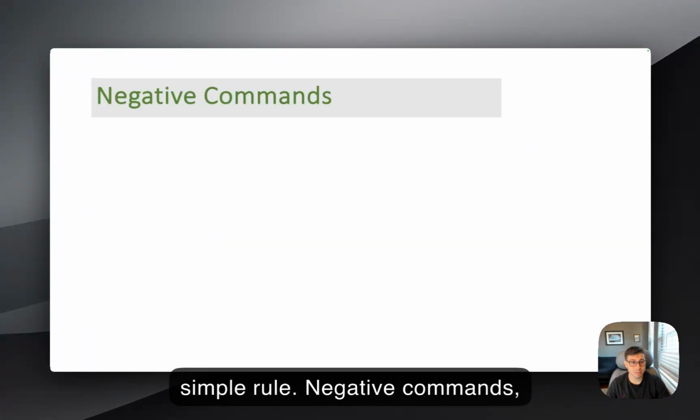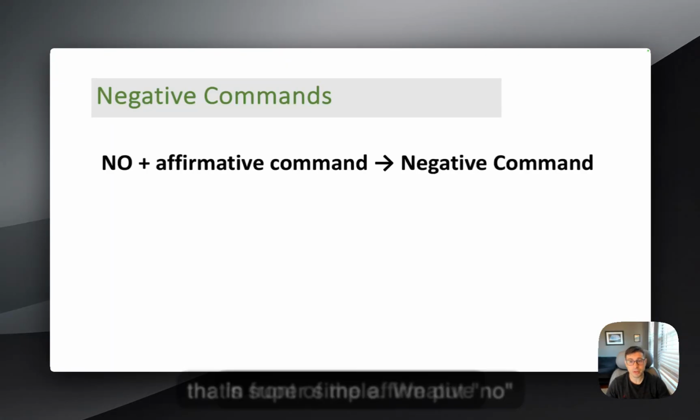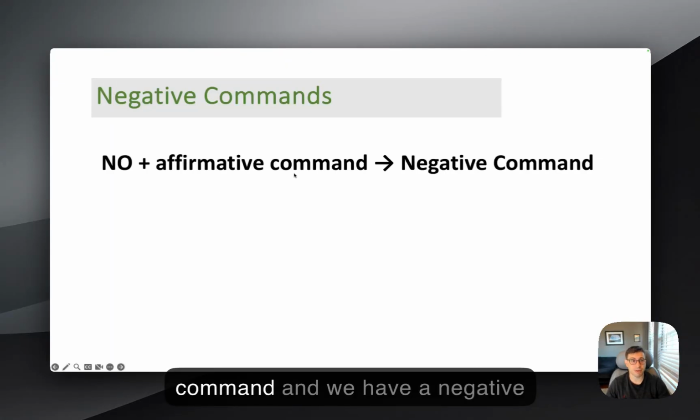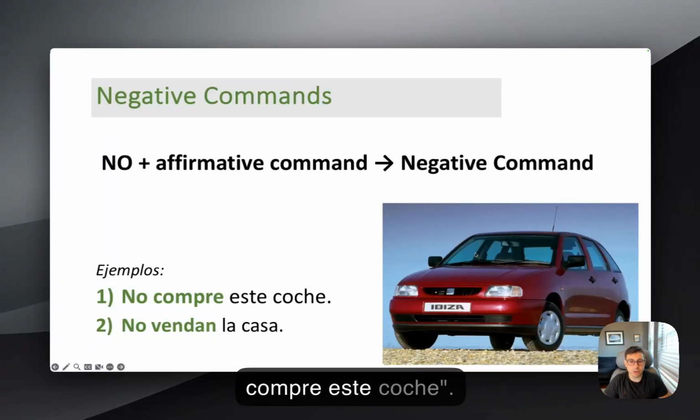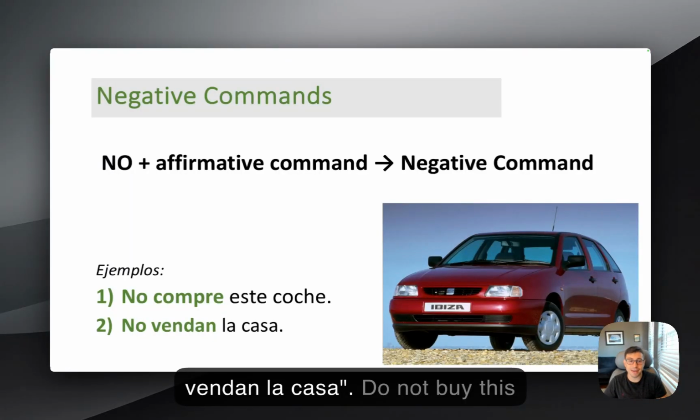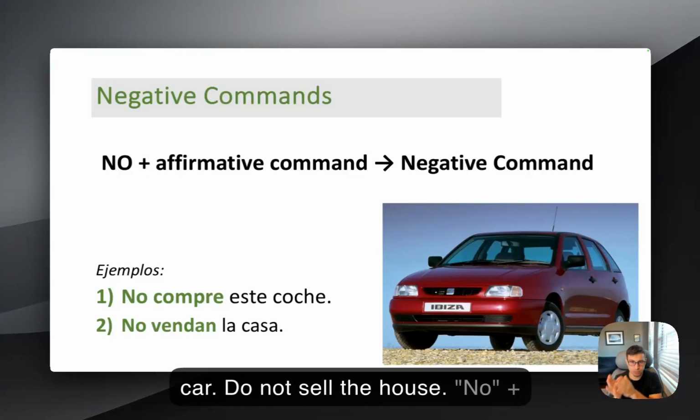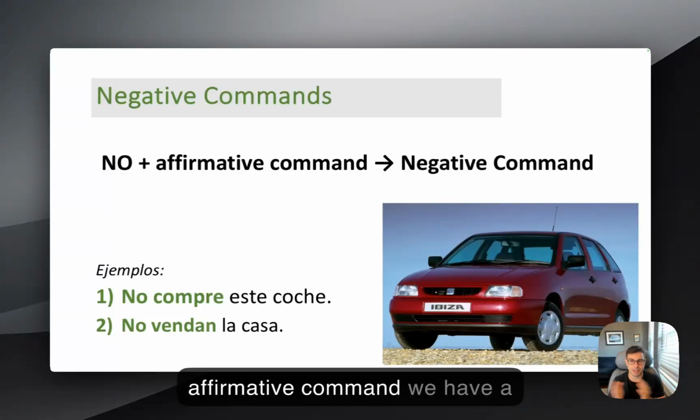Negative commands, that's super simple. We put no in front of the affirmative command, and we have a negative command. So, for example, no compre este coche, or no vendan la casa. Do not buy this car, do not sell the house. No plus affirmative command, we have a negation.